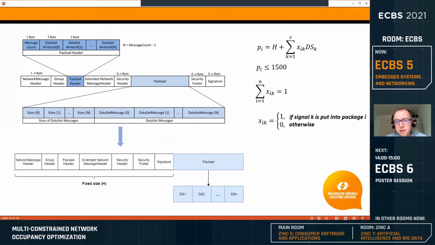On the right side, we can see some equations which define the packets. The first equation defines the size of the packet as the size of the header plus the size of all signals that are in that package. The second is a constraint on the maximum packet size, which is 1500 bytes. The third and fourth define that at one time moment, one signal can be packed in only one package, so in one packing time.